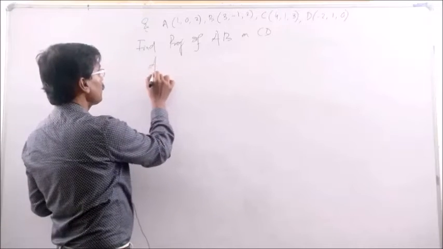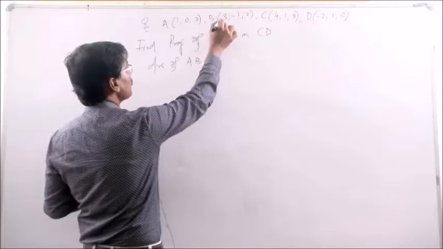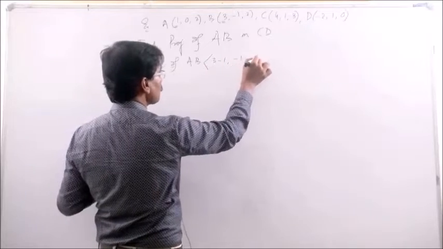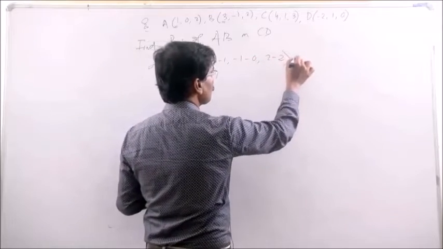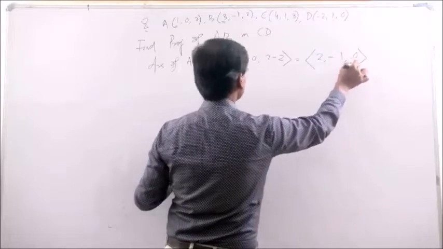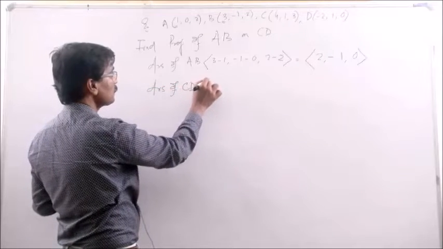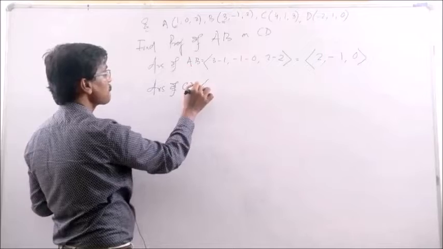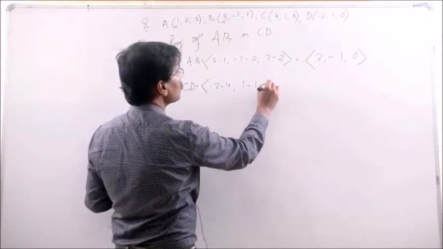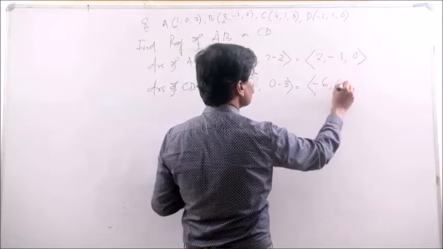So, first of all we have to find the direction ratios of both AB and CD. Direction ratios of AB are obtained by subtracting coordinate values, that is 3 minus 1, minus 1 minus 0, 2 minus 2, that is equal to 2, minus 1, 0. Similarly, direction ratios of CD are equal to minus 2 minus 4, 1 minus 1, 0 minus 3, that is equal to minus 6, 0, minus 3.